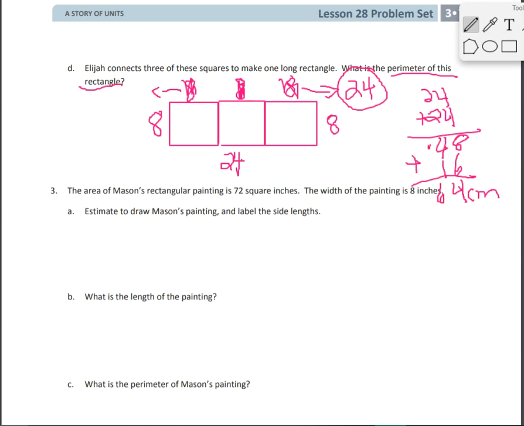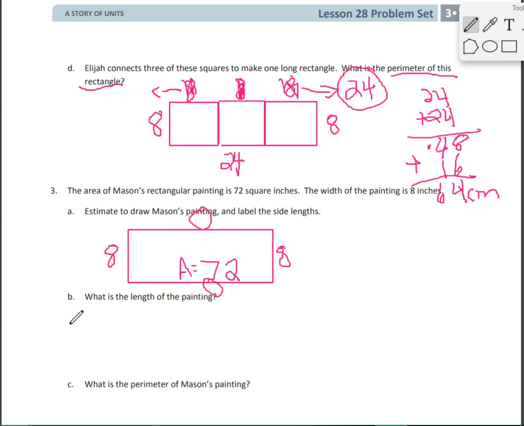Let's move on to question number 3. The area of Mason's rectangular painting is 72 square inches. So I know our area is 72. The width of the painting is 8. So we've labeled the sides we know. We have mystery sides right here.